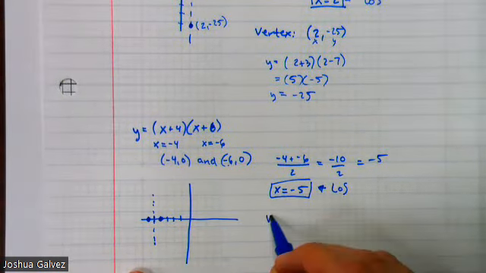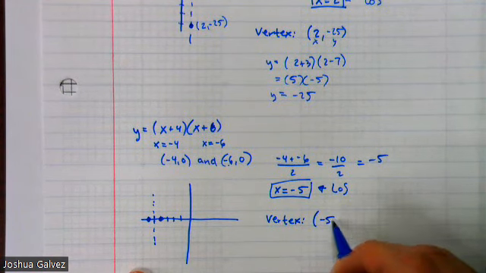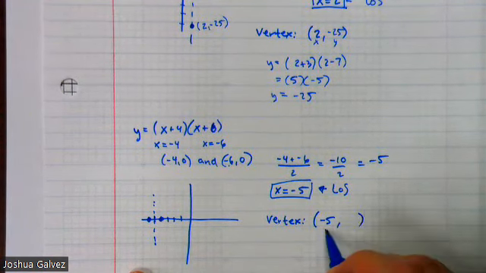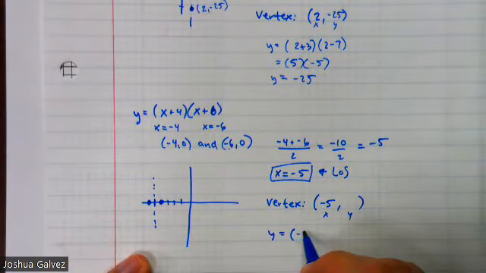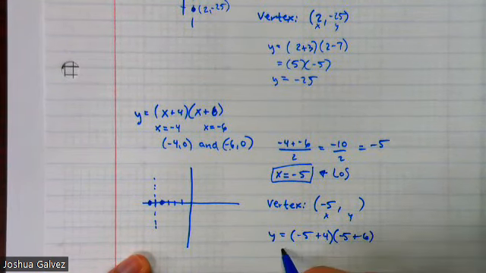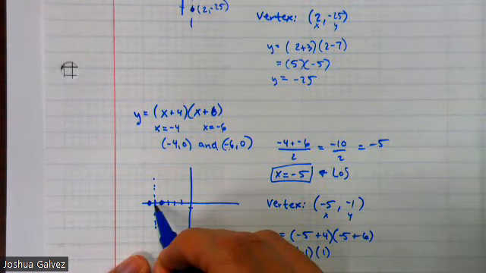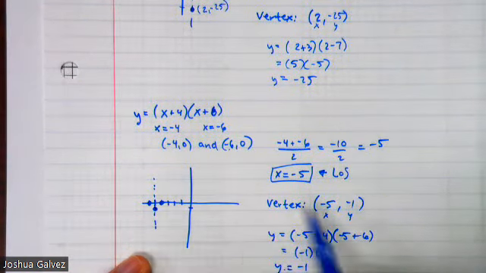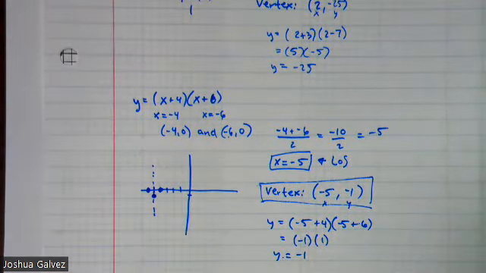And so our vertex, we know, has to be on this line. So we know that the x has to be negative 5. To figure out the y, we're going to use our equation. y equals (-5 + 4) times (-5 + 6). This gives us negative 1 times 1, which is negative 1. So y equals negative 1, and we can just mark that here. So that's our vertex. And that's how you find the vertex from factored form.